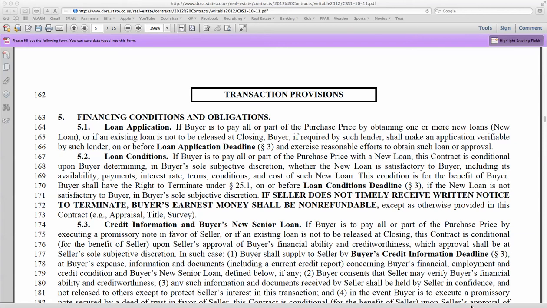Contract to buy and sell real estate. This is the second video in the series going over transaction provisions, starting with Section 5, financing conditions and obligations.